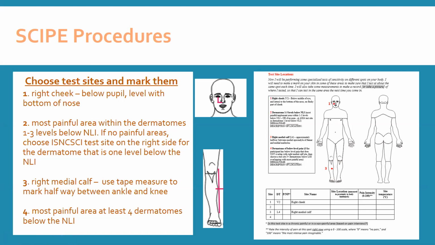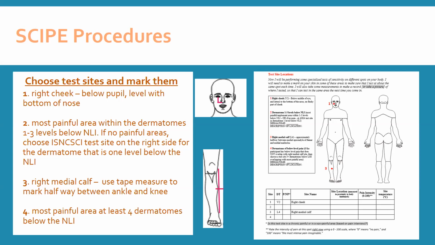And then the second test site is going to be in the most painful area within the dermatomes that are 1 to 3 levels below the neurological level of injury. So once you've determined where on the person's body sensation starts to change, you can go from that dermatome and 2 dermatomes below that. If the person has already reported a pain condition or pain symptoms in those 3 dermatomes, then you'll want to choose that area. Ask them, what seems to be the most painful area? And then you'll choose to test in that area.